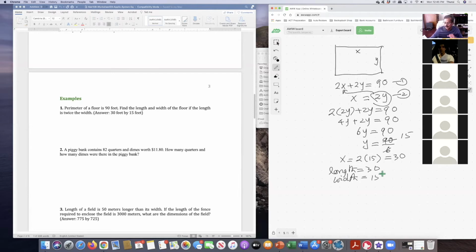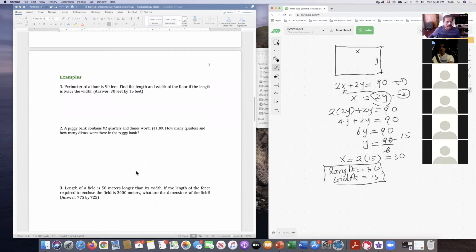But if you're doing it on a paper in a test, you're expected to write the conclusion this way. All right, let's go to the next one. I'm going to clear the screen first.